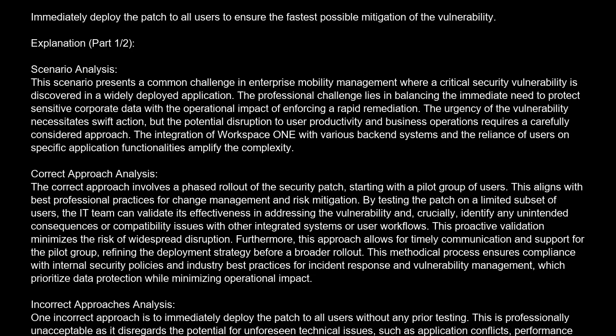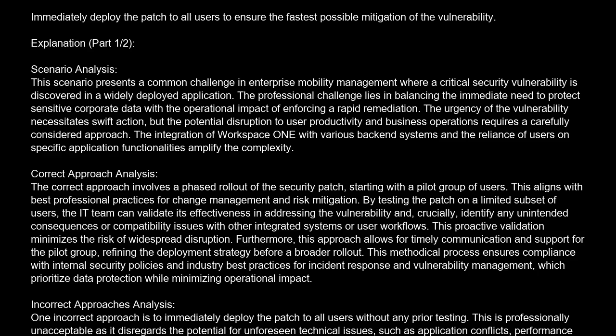Furthermore, this approach allows for timely communication and support for the pilot group, refining the deployment strategy before a broader rollout. This methodical process ensures compliance with internal security policies and industry best practices for incident response and vulnerability management, which prioritize data protection while minimizing operational impact.